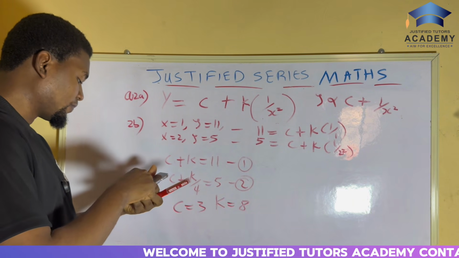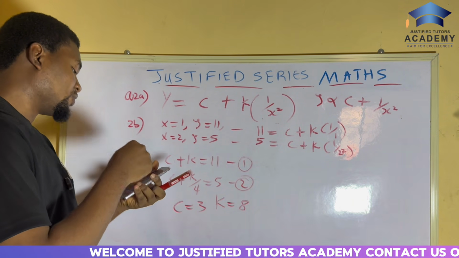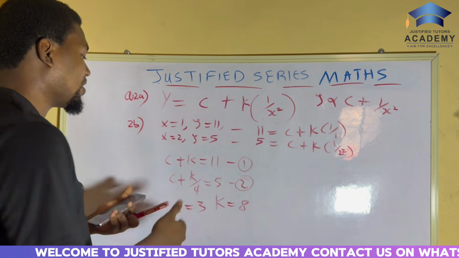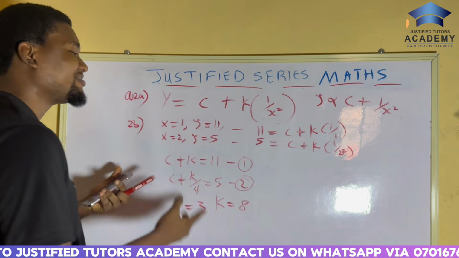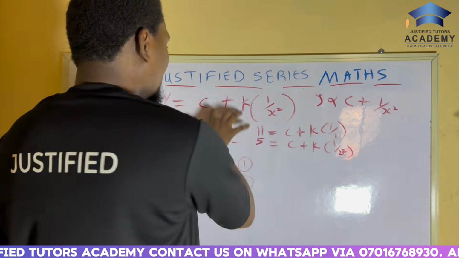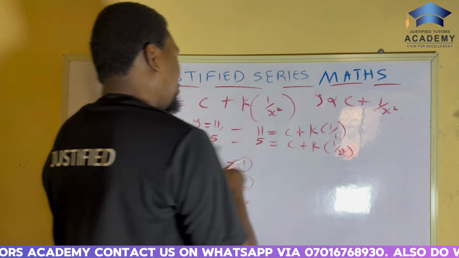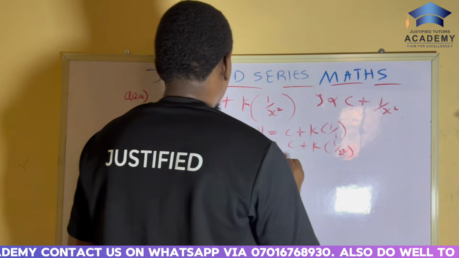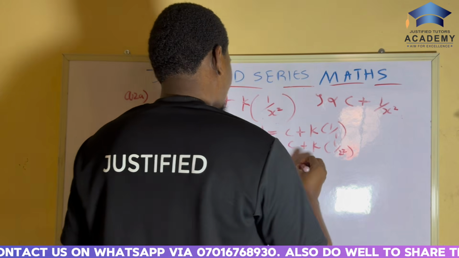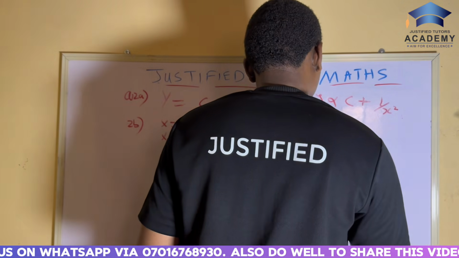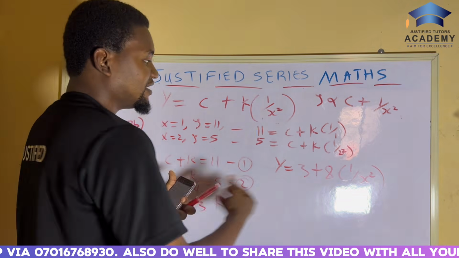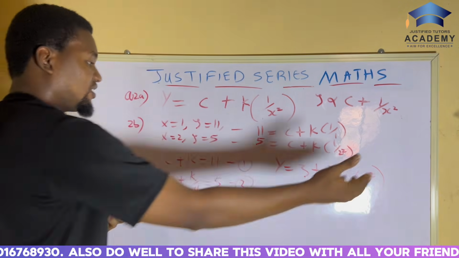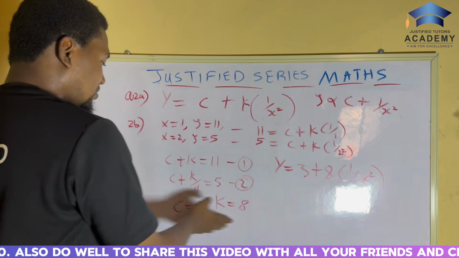So now question 2b. Still on question 2b, we are told that we should find the value of y when x is 4. So now that we have c equals 3 and k equals 8, we write out the relationship again. Putting these two inside here, y is equal to c, which is 3, plus 8 times 1 over x squared. This is the relationship of c and k.